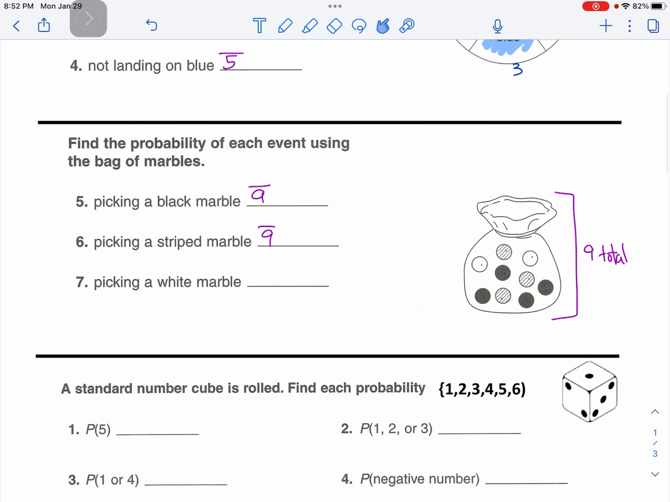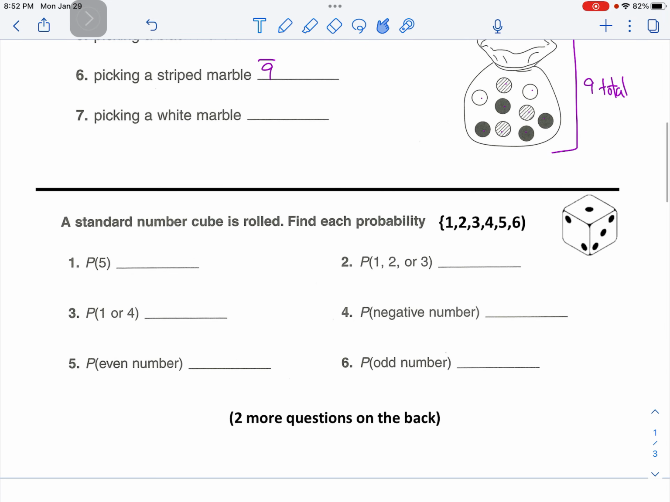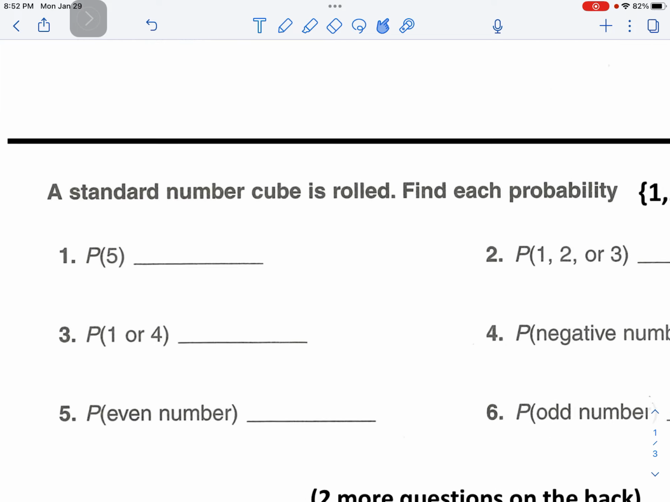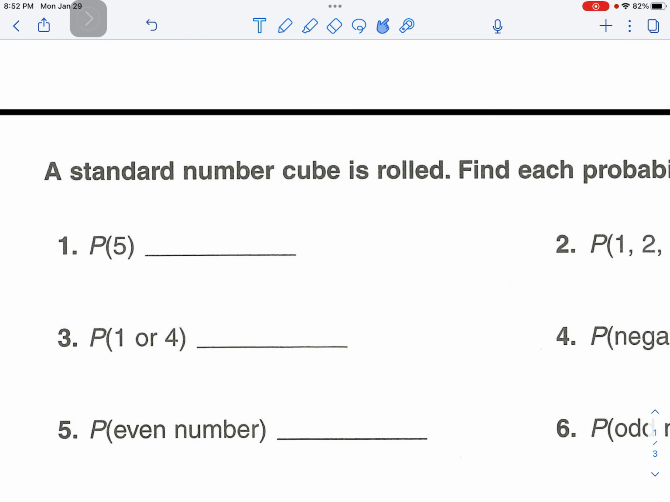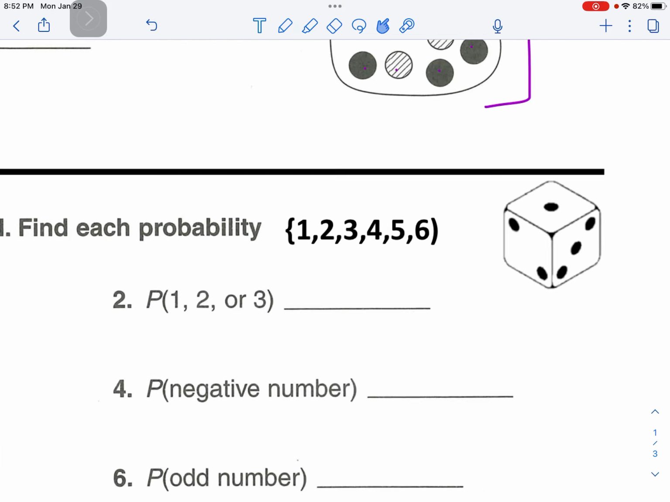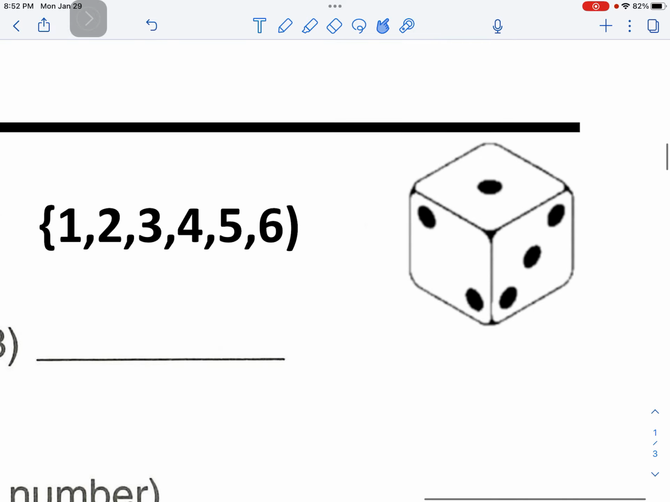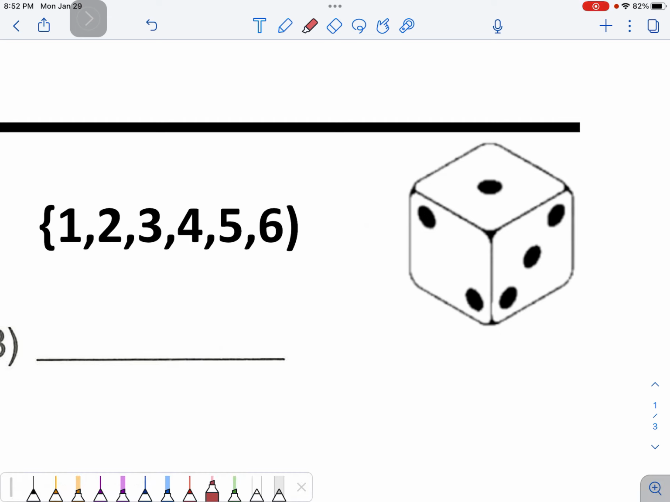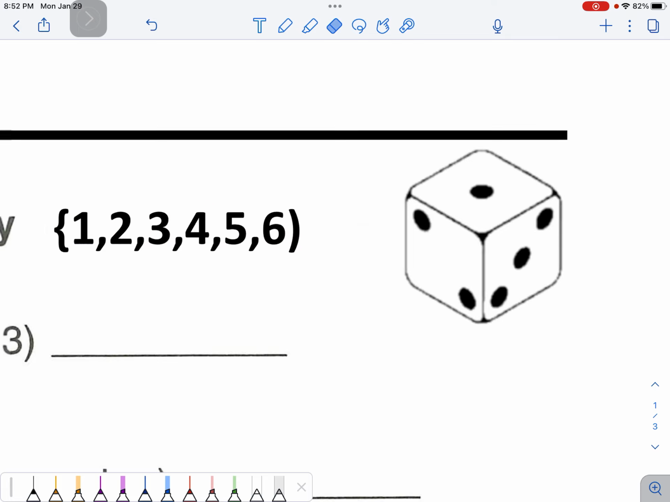All right. And then the last section here, remember that fancy P just means find the probability of. This thing over here, in 6th grade math classes, we don't call this dice. They call it a standard number cube, but it means the same thing. There are 6 sides. There's a 1, a 2, a 3, 4, 5, and 6. There are 6 sides, and each of those numbers show up once.